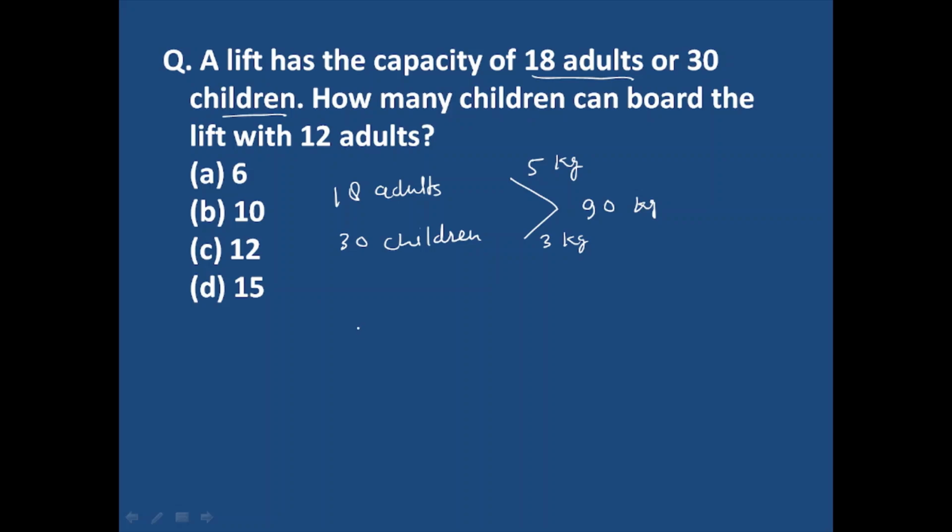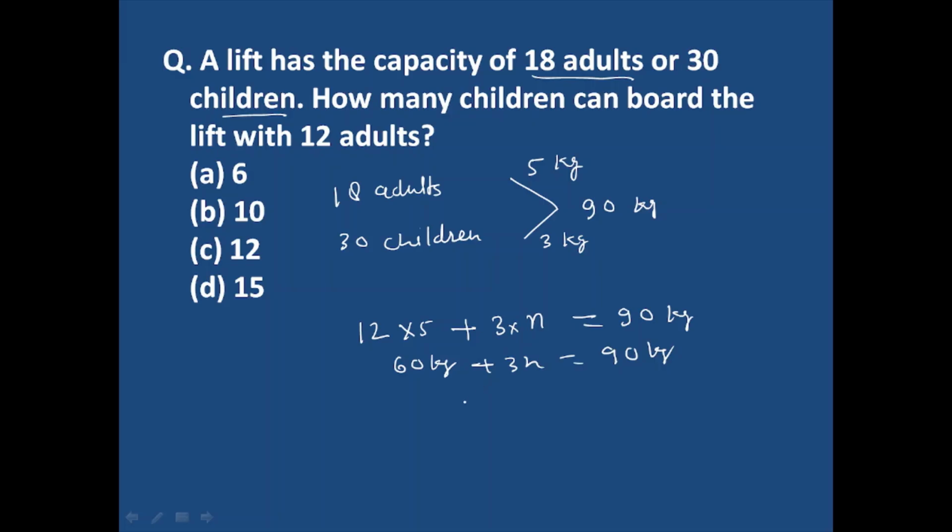The total number of adults is 12 and the weight of each adult is 5 kg, so the total weight will be 60 kg, plus however many children can board. The weight of each child is 3 kg, and we can consider the number of children as n, or x, or any variable, and this will be equivalent to 90. So 60 plus 3n is 90 kg.